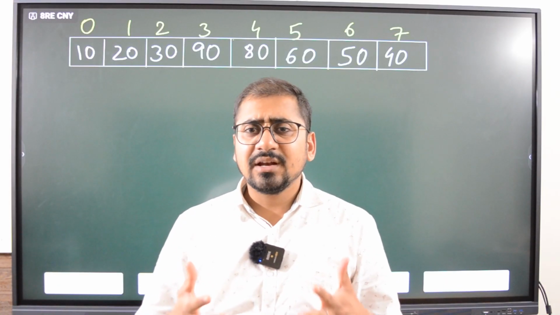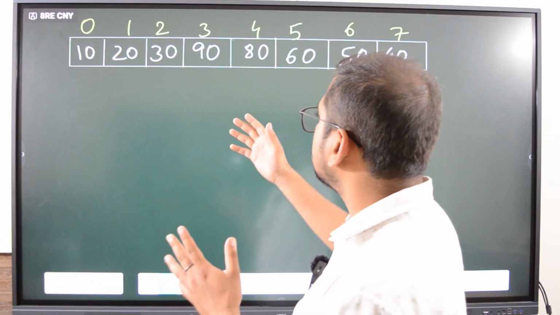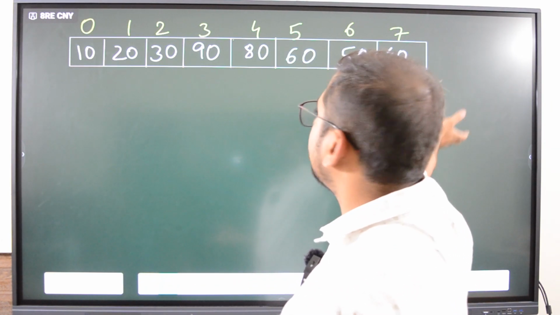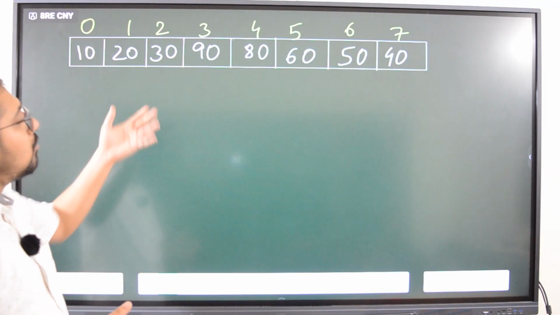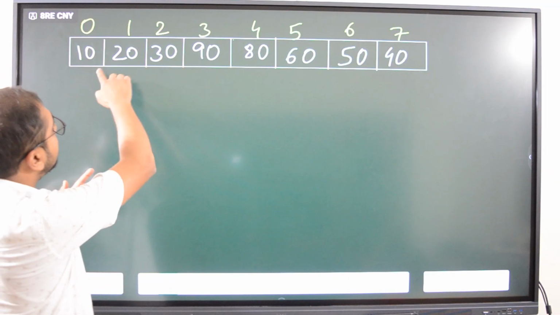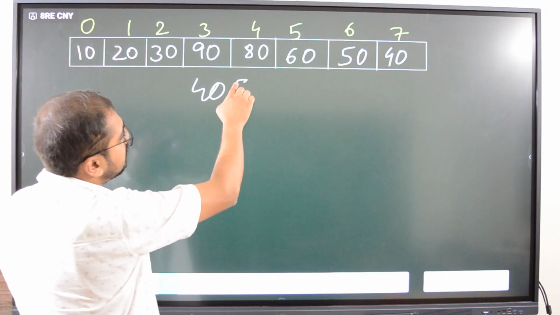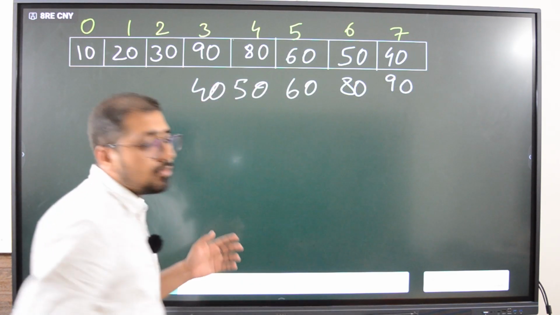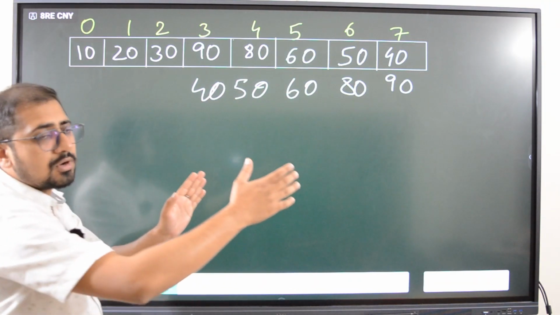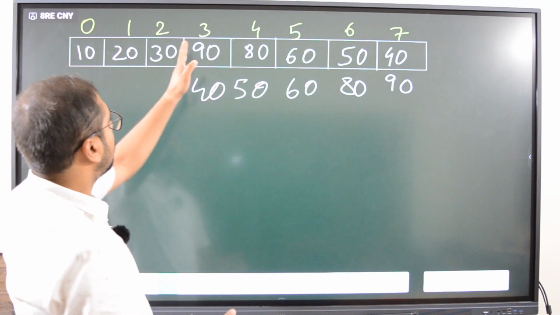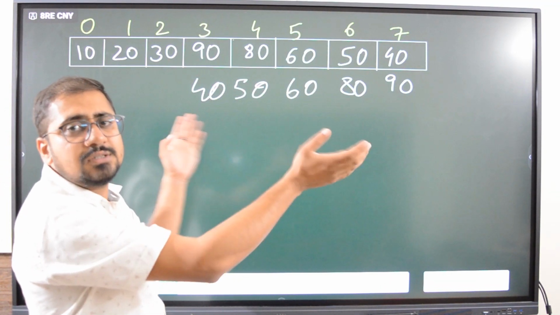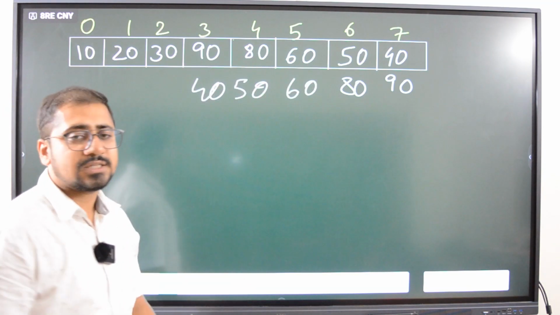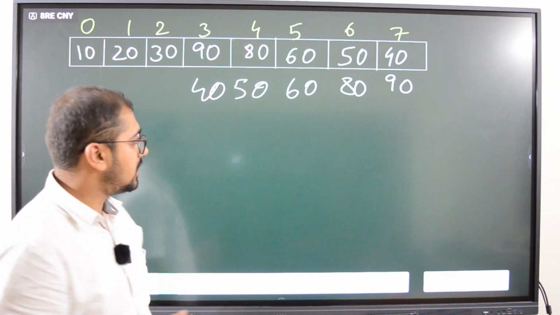So here I will be given an array, something similar to this: 10, 20, 30, then 90, 80, 60, 50, 40. If I look at how the elements were before this, the elements would have been 10, 20, 30, 40, 50, 60, 80 and 90. So what has been done? This was a completely sorted array from 10 to 90, and from 40 to 90, this segment was rotated, and it became 90, 80, 60, 50 and 40.